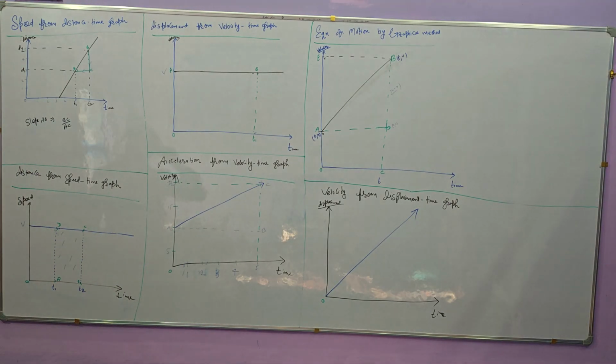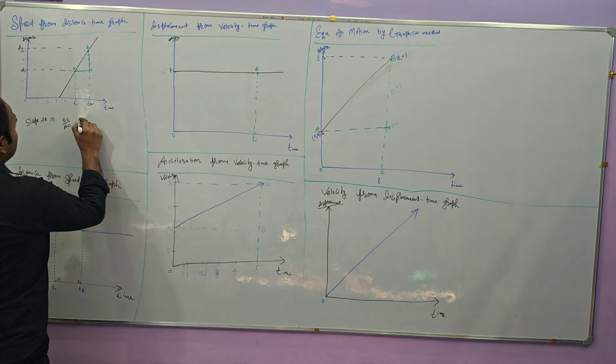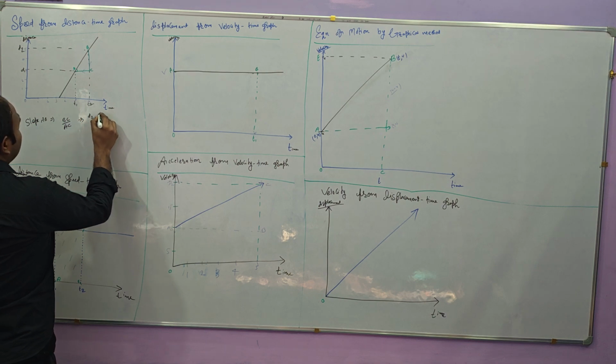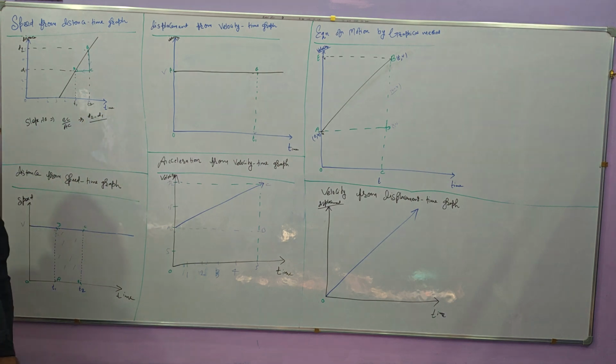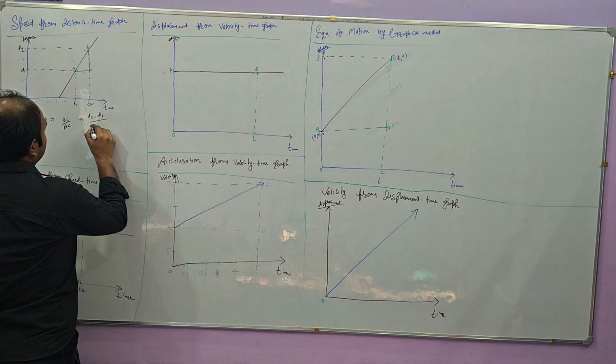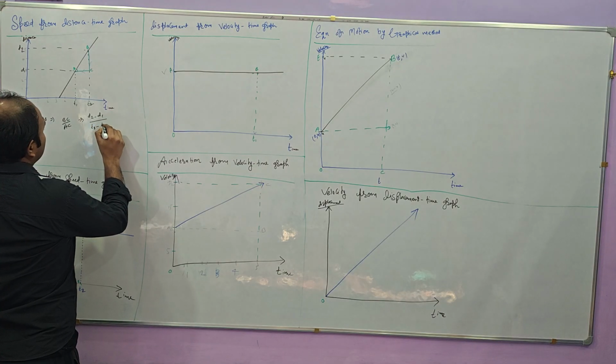And that is our distance. BC is basically D2 minus D1, and AC is equal to T2 minus T1.